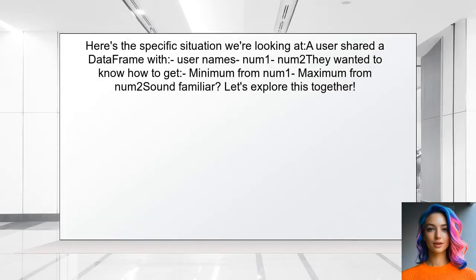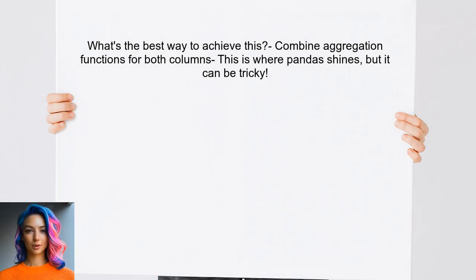Let's take a look at the specific question at hand. One user shared a data frame with usernames num1 and num2 columns. They wanted to know how to get the minimum value from num1 and the maximum value from num2 for each user. Sound familiar? If so, let's explore this together. So, what's the best way to achieve this?